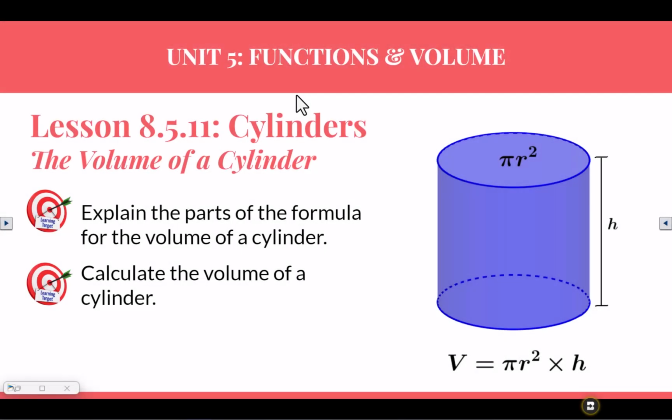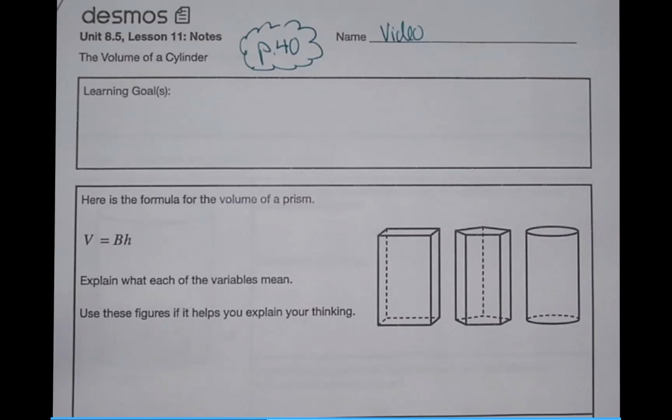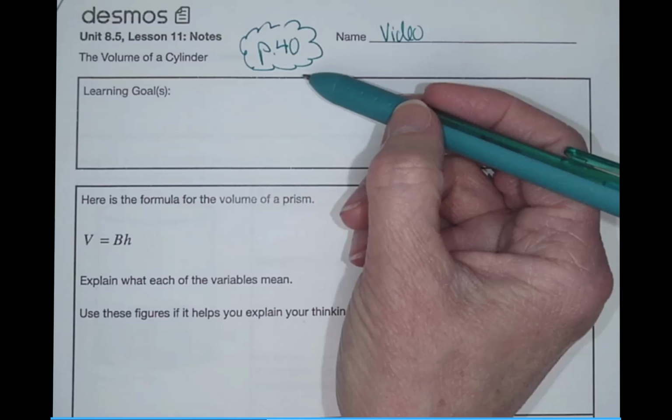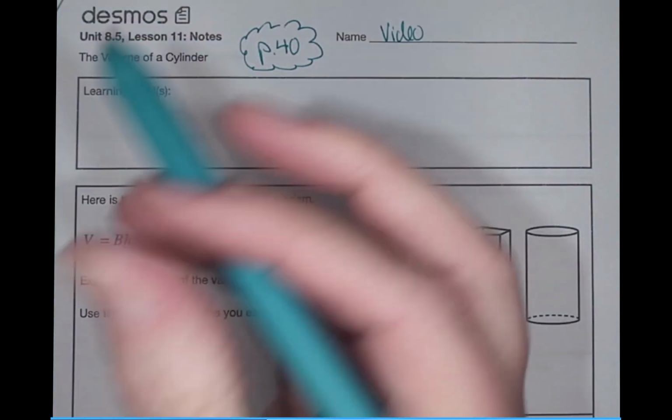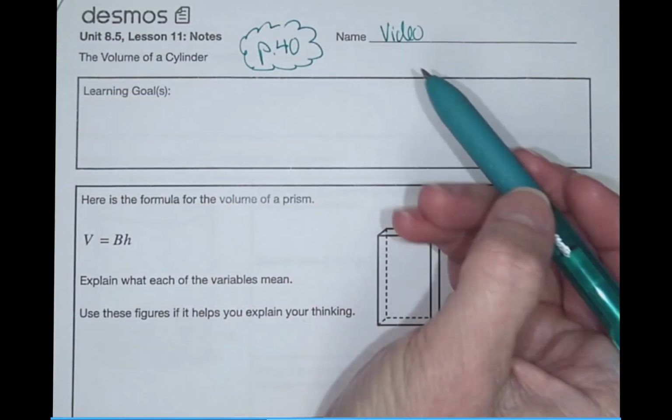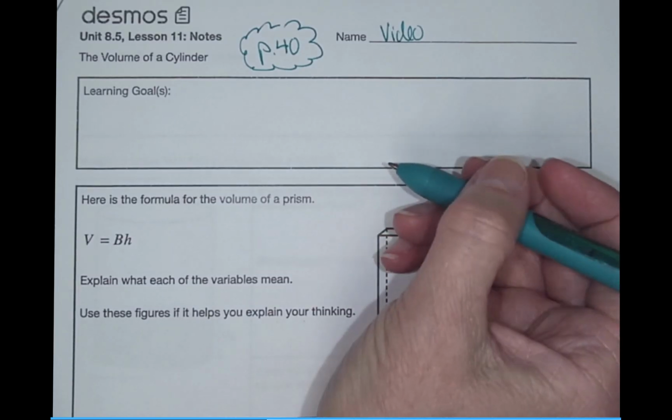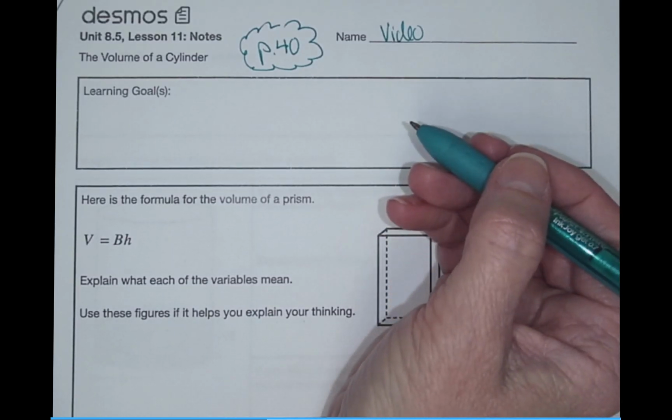Lesson 8.5.11, Cylinders, the volume of a cylinder. In this lesson, we'll explain the parts of the formula for the volume of a cylinder and calculate the volume of a cylinder. We're on page 40 in your workbooks, and I'm hoping that you've worked through the activity for lesson 11 to get some reminders about just volume in general and what volume means.